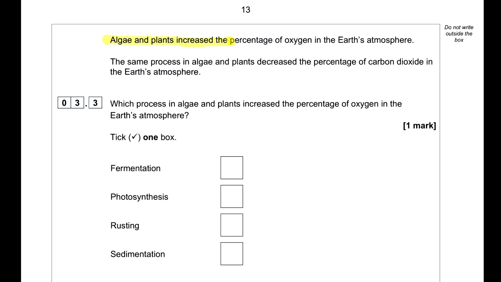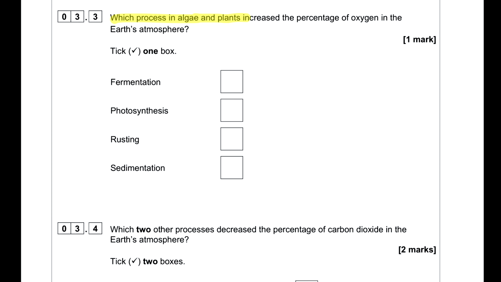Algae and plants increase the percentage of oxygen in the Earth's atmosphere. The same process in algae and plants decreased the percentage of carbon dioxide in the Earth's atmosphere. Which process in algae and plants increased the percentage of oxygen? Definitely photosynthesis, because plants and algae are very good at doing photosynthesis, where they absorb carbon dioxide and produce oxygen.